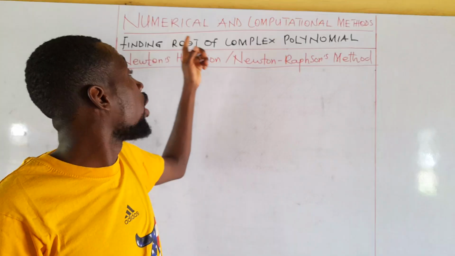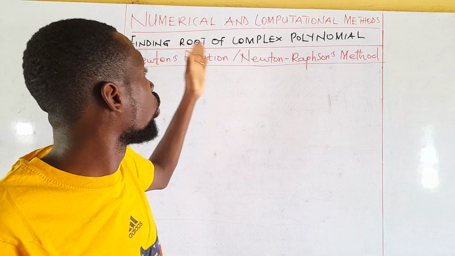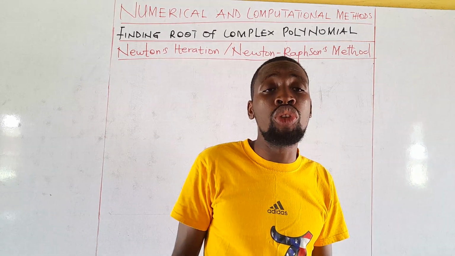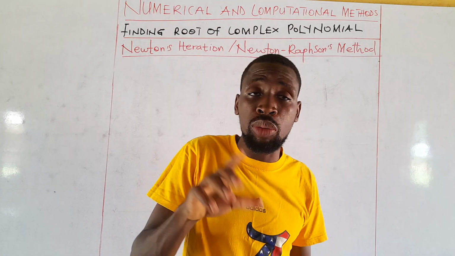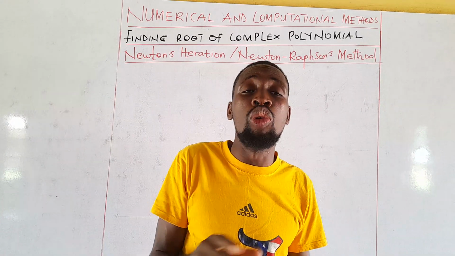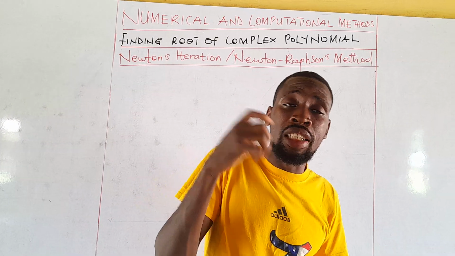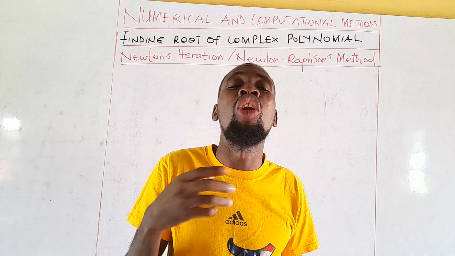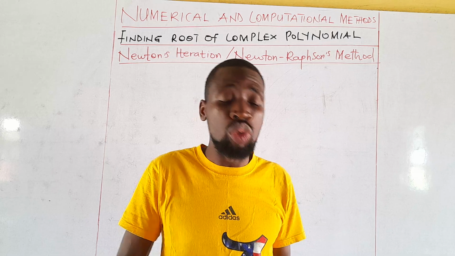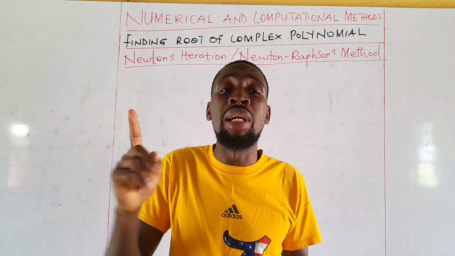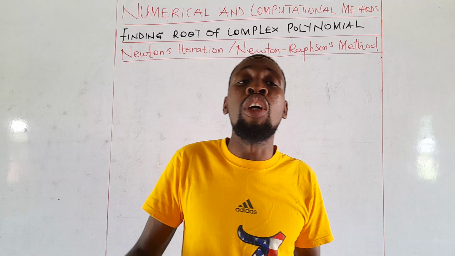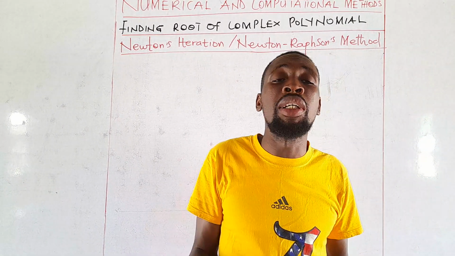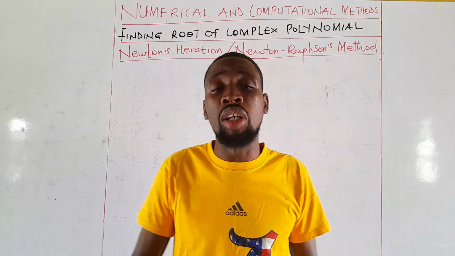Today, our discussion on numerical and computational methods will still be on finding roots of complex polynomial functions. Remember, the fundamental theorem of algebra says that when we meet a complex polynomial function, at least one root exists. And we can use a lot of methods to find that root. We have the bisection method, the method of successive approximation, the false position method, Newton's iteration method, and the secant method, among others.